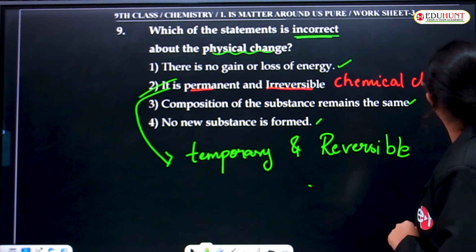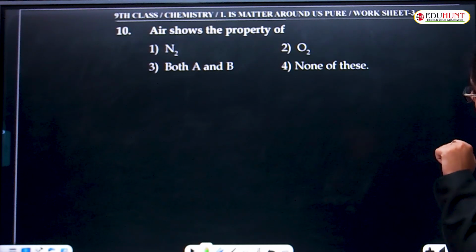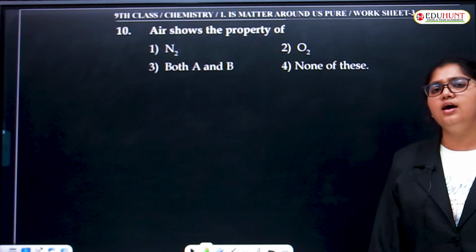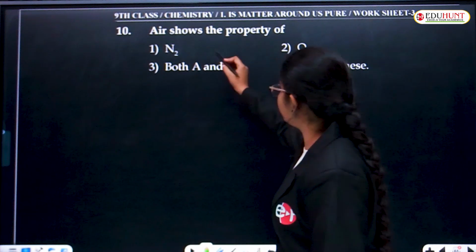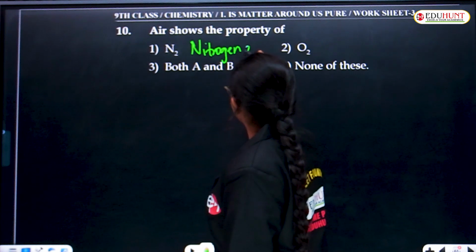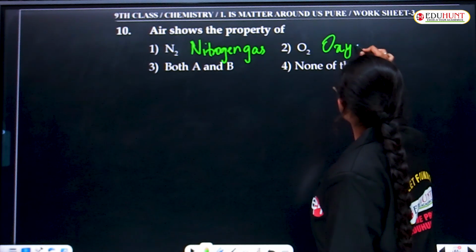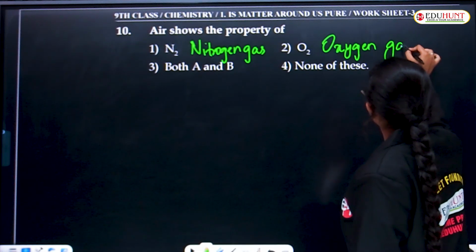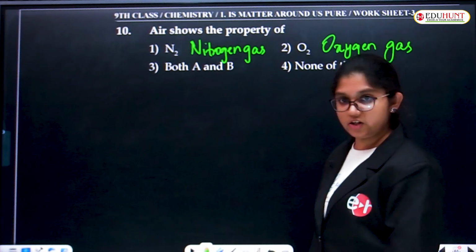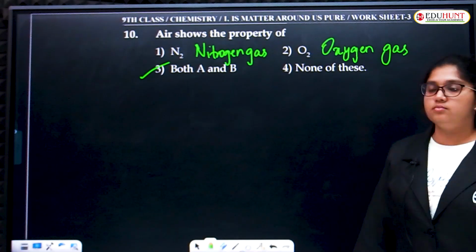Okay. Next question. Question number 10. Air shows the properties of. Okay, we have here nitrogen N2. What is N2? Nitrogen gas. O2 is oxygen gas. So both of these have gaseous properties, no? So both A and B are true. Okay. Moving to next question.